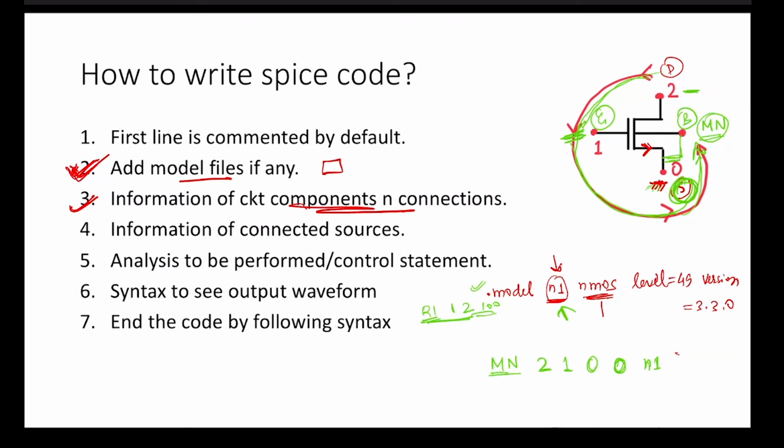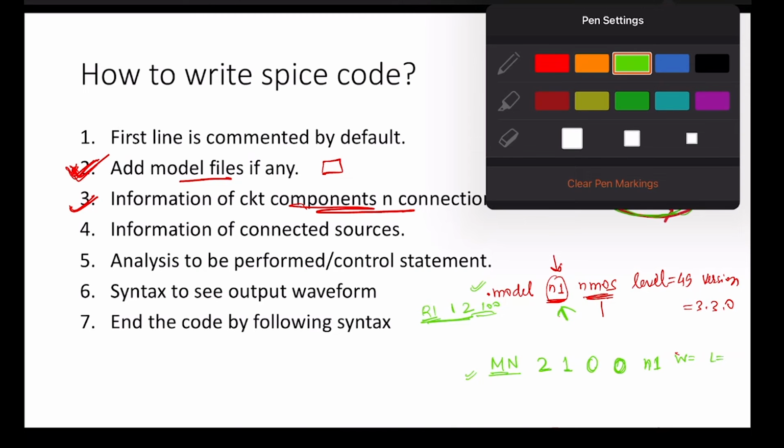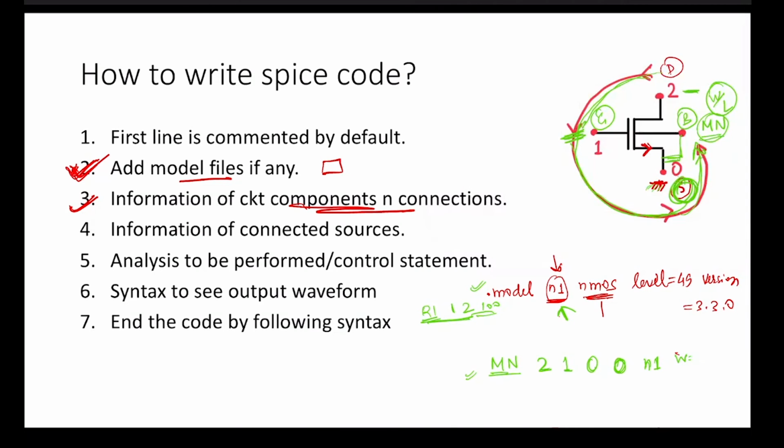First, we have included the model, and we have written the code for MN. And after that, if some W and L is given, these are the parameters which we generally set according to our needs. So you can mention W and its value and L and its value. But for the time being, for simplicity, I am not taking any W by L. So it will take a default W by L, maybe 2. W by L ratio 2. Spice will take that automatically. So that's how we write.